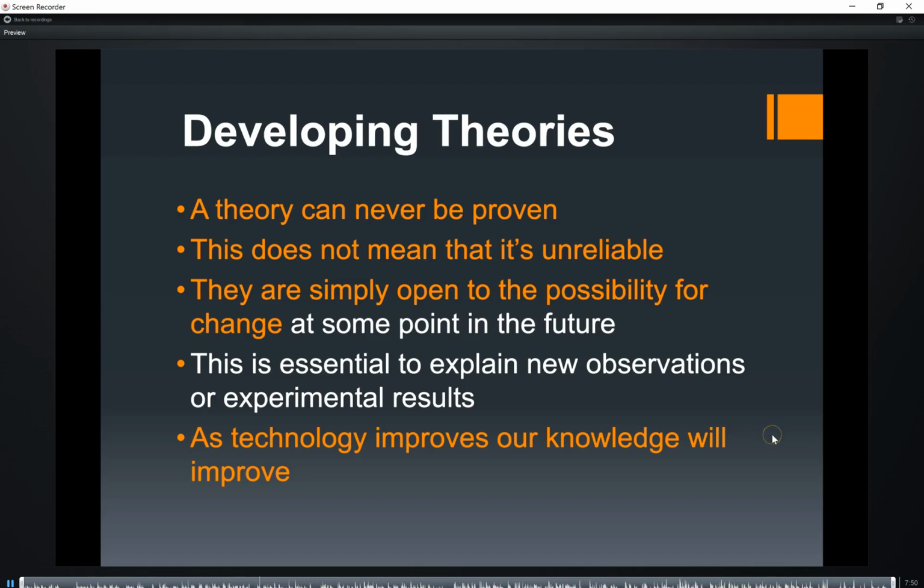A theory can never be proven. This does not mean that it's unreliable. It simply means it's open for the possibility of change at some point in the future. This is very important when explaining new observations or experimental results. As technology improves, our knowledge will improve. As technology improves, that means that there is potential to find new observations or new results and new findings. And that's how these theories can be changed.